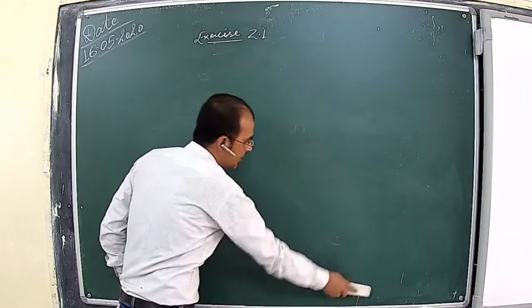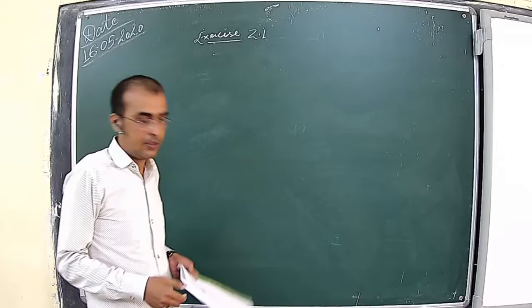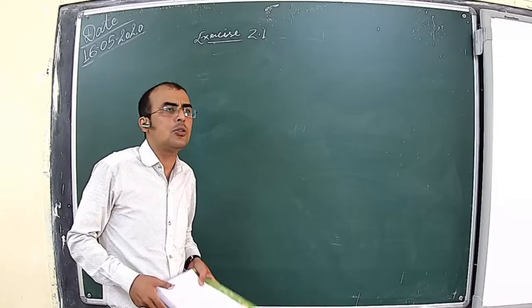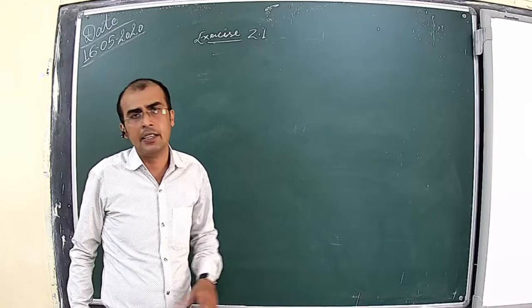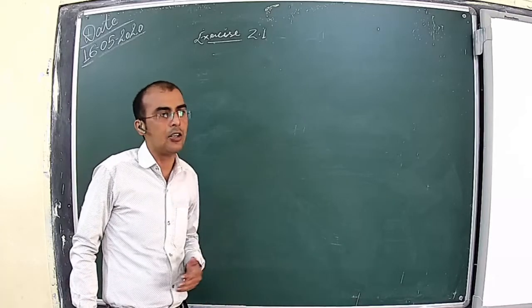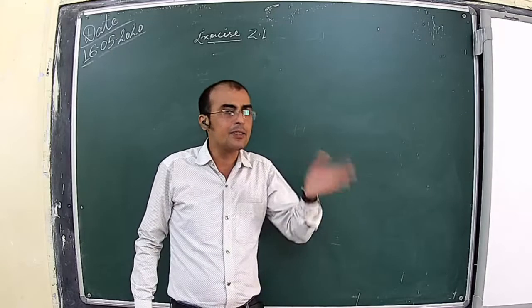What is the second question here? Arrange the following. Question is given. You have to arrange. There are two types of arrangement here. One is the ascending order and one is the descending order. Ascending order is from smaller to greater. Or when you write from greater to smaller, that is descending order.